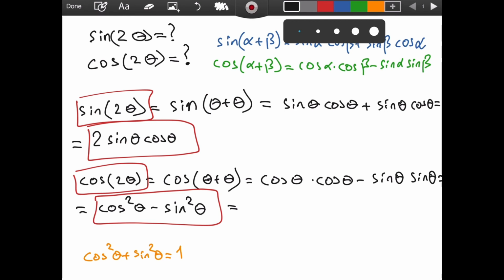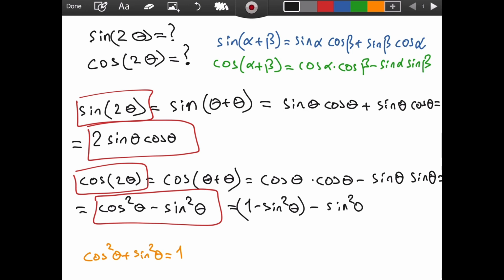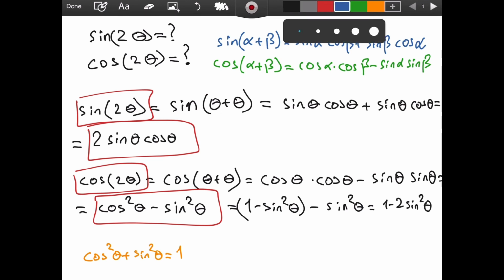So we can then write for cosine squared of theta, 1 minus sine squared of theta. So that's what I do. I write 1 minus sine squared of theta. Then we have another minus, and we have sine squared of theta. So we have 1 minus 2 sine squared of theta. This is another equation, and the last one will be only in terms of cosine.